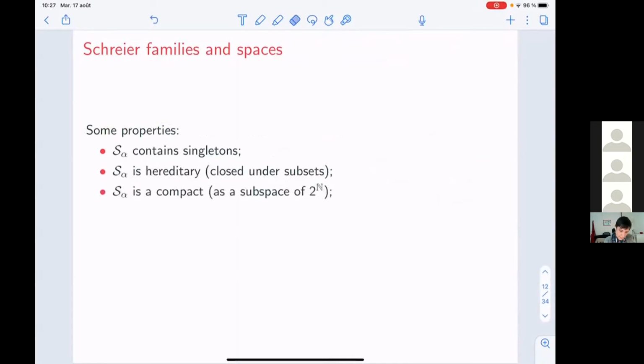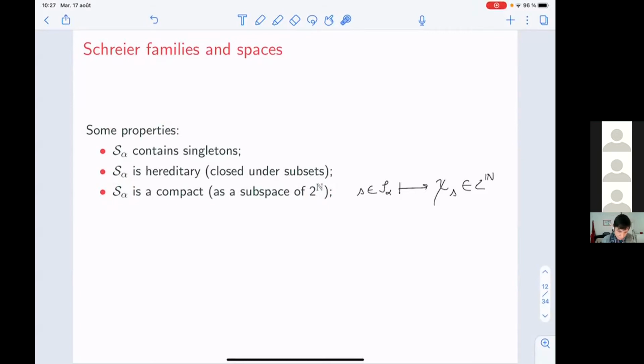And then as alpha is also a compact family, we look at this family as a subset of the Cantor set. We just associate, if I have some element of S alpha, I associate it to its characteristic function here. So I can see this as a subset of the Cantor set, and the family is compact if it is compact with the topology inherited from the Cantor space.